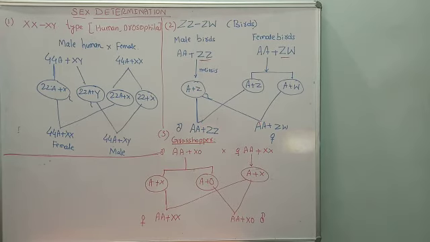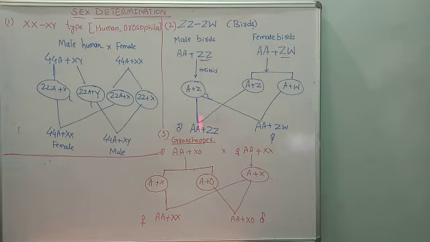Here also A plus Z fuses with A plus W, that is 2A plus ZW, which means ZW is the heterogametic type in the case of the female. So this is going to form a heterogametic female. This is the female chick. So this is a male chick or a female chick. This is how we work it out. Now the heterogametic condition in the female we have completed.